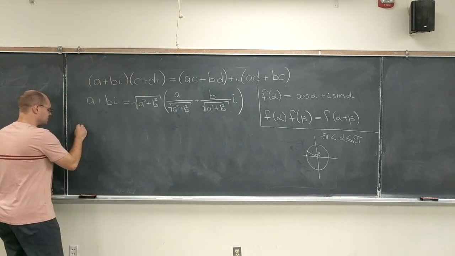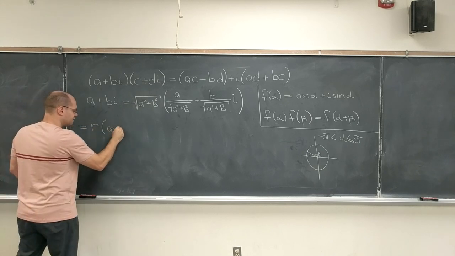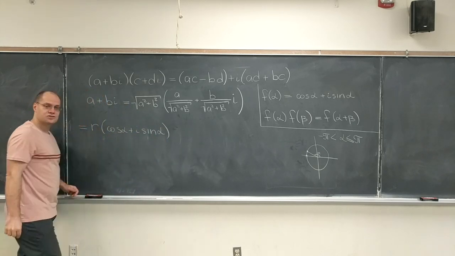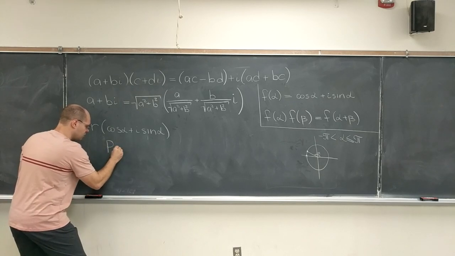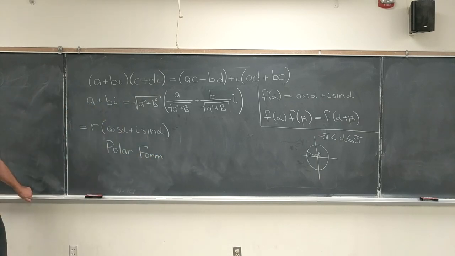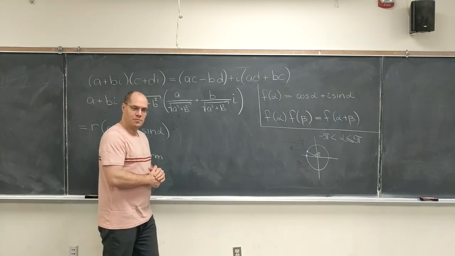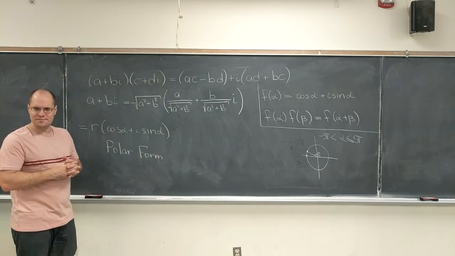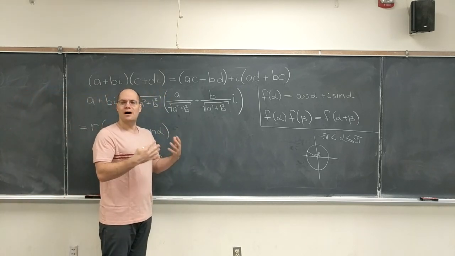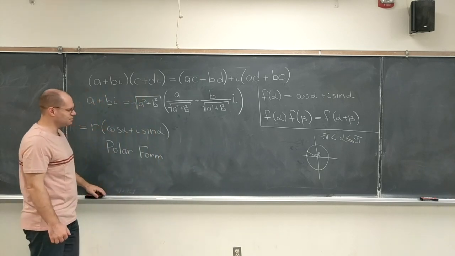Okay, so we'll call that angle alpha, and naturally we'll call this quantity r. And so this becomes, and this is called the polar form of a complex number. And the polar form adds a whole new interpretation to multiplication of complex numbers.